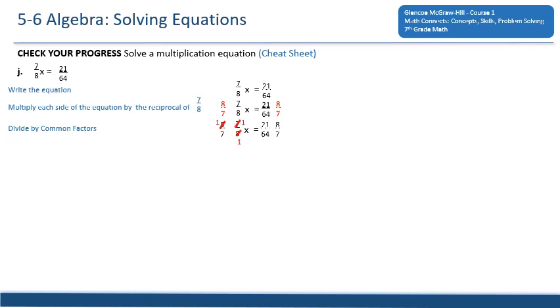So on the left side, I'm just going to basically get rid of all those because when I multiply by the reciprocal, it makes it 1, right? So now on the right side, I can do 21 and 7, and I can do 8 and 64. And if I do the multiplication out, x equals 3/8, and I cannot simplify that anymore.